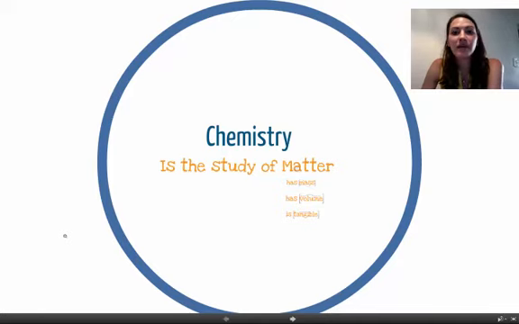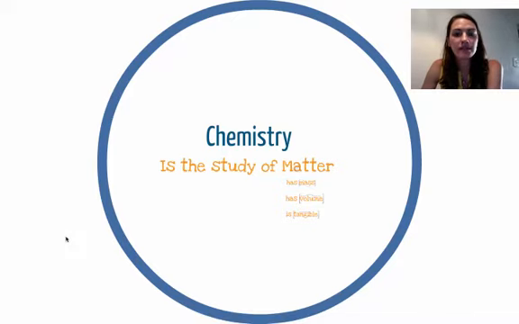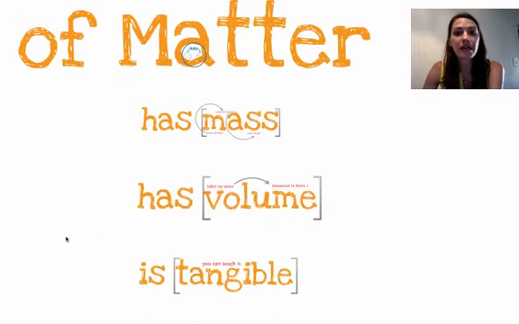All right, so today we are going to be starting our discussion about what is chemistry. Chemistry is the study of matter. Matter is stuff that's all around us, and we're going to learn a little bit more about what is matter and what is not matter. So, matter has three characteristics. It has to have mass, it has to have volume, and it has to be tangible. So to be matter, you have to have mass, you have to have volume, and you have to be tangible. So we'll give you guys a little bit more detail on what those mean.